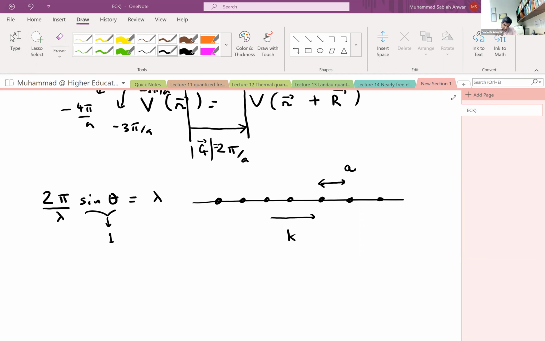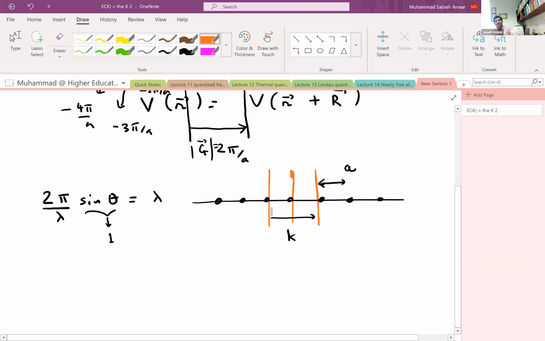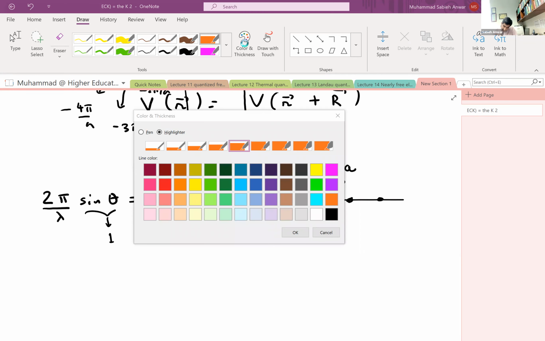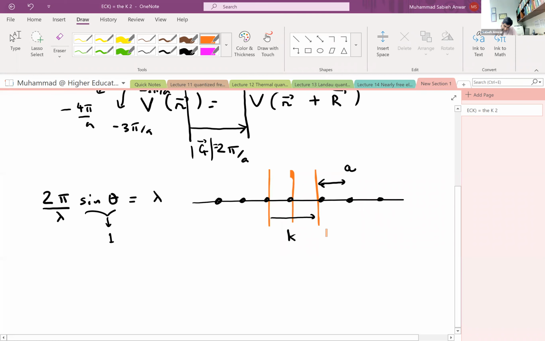So we have a condition where sine theta equals 1, because you can imagine that this is the plane of atoms, the vertical plane of atoms. The wave is coming in, theta is equal to 90 degrees. So it's a one-dimensional grating in a sense. So this equals 1.